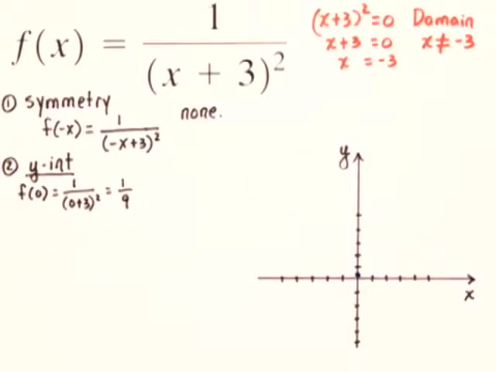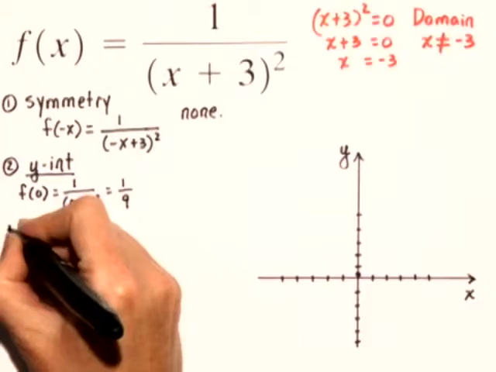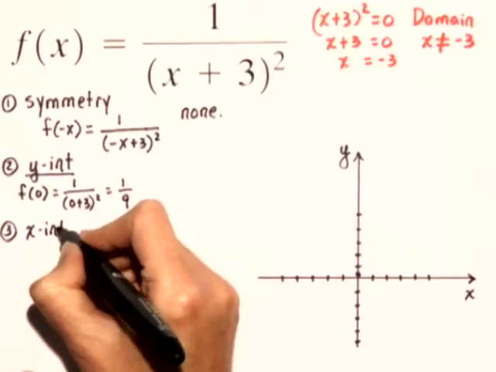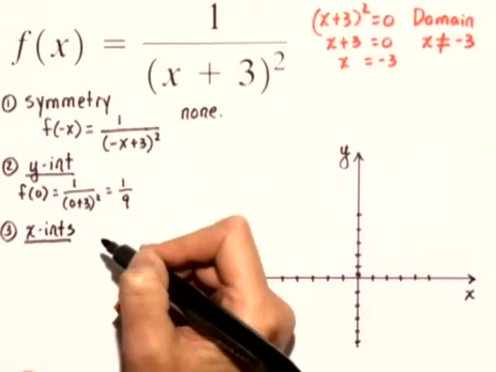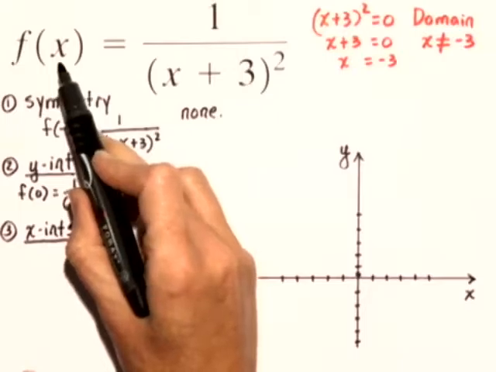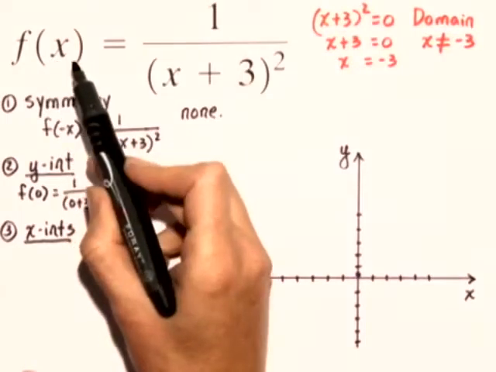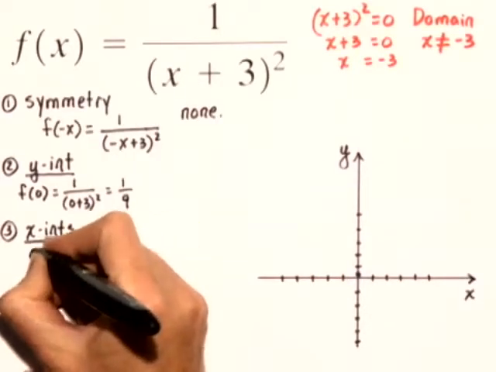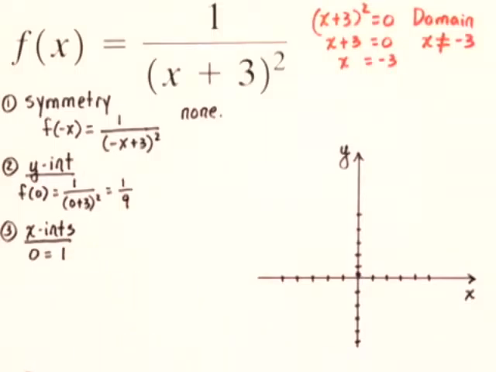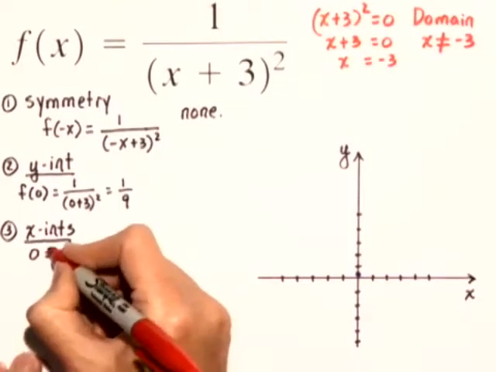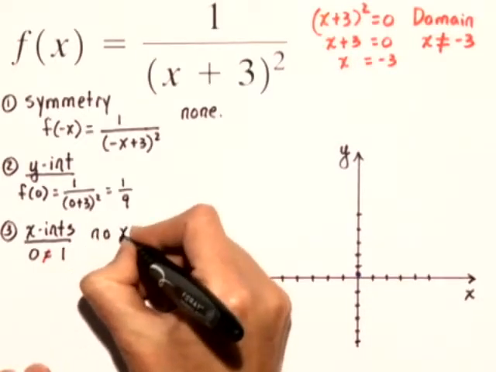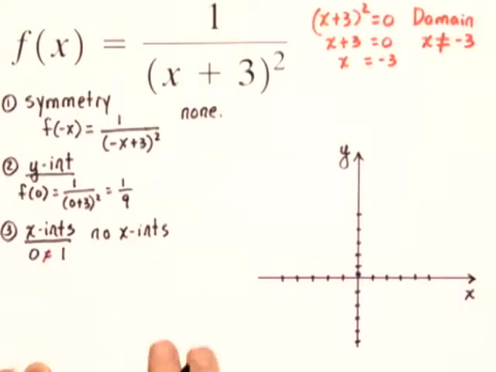Next, we'll move on to step 3. We want to find any x-intercepts. We do that by letting y equal 0. When we let y equal 0, or f of x equals 0, that simply means we set 0 equal to the numerator of our rational expression. Our numerator is 1. Well, 0 is not equal to 1. That's a false statement. So what this tells us is there are no x-intercepts for this graph.